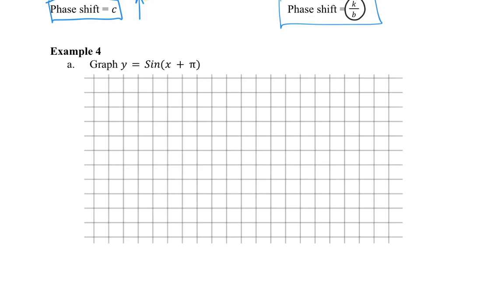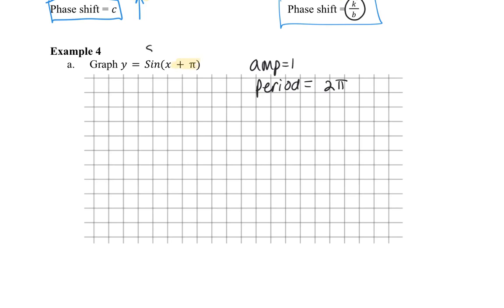Here, there's nothing factored out, but there's also no coefficient in front of the x. So we don't need to worry about the factoring and the dividing and all this stuff. We can just look at this. The amplitude is 1. The period, like I just said, there's no coefficient in front of x, so period is just the original 2 pi. But the thing that's going on here is we have that plus pi.